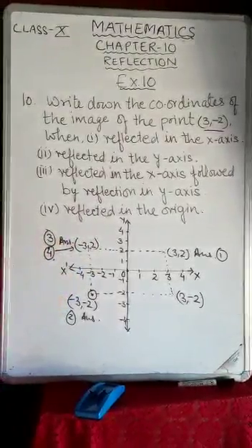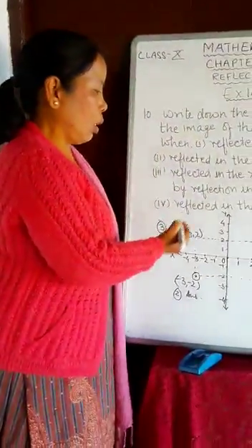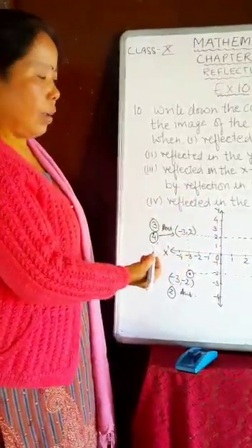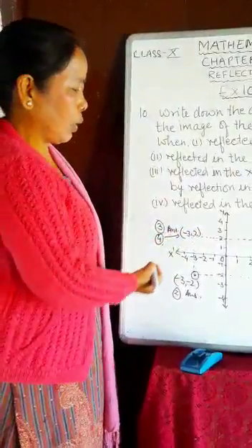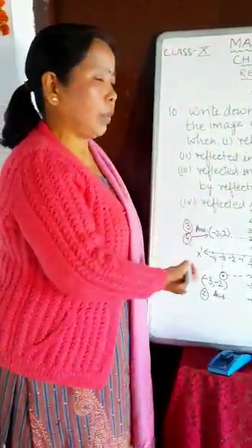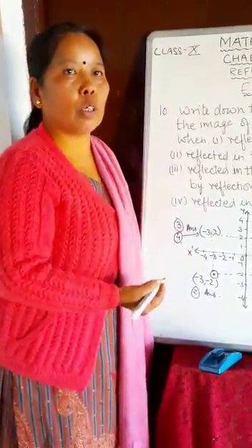So I think you have understood how to reflect one point on the x-axis or y-axis, and you can get the other points over here. I think you have understood all these things, and it will be easy for you to solve the questions of chapter 10.